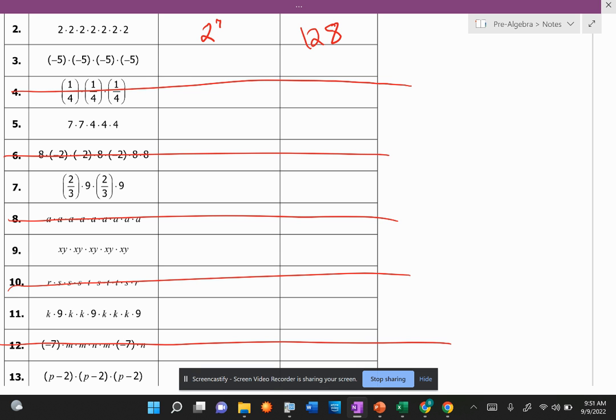I just did negative 5 times negative 5 times negative 5 times negative 5. I have a question. If a negative is multiplied by a negative, is it positive? Always. Yeah. It is. It's a big number. Negative times negative equals positive. Would this be negative 625?